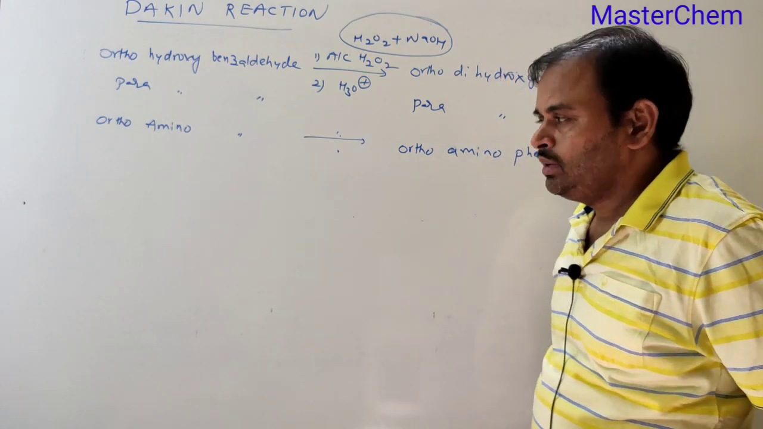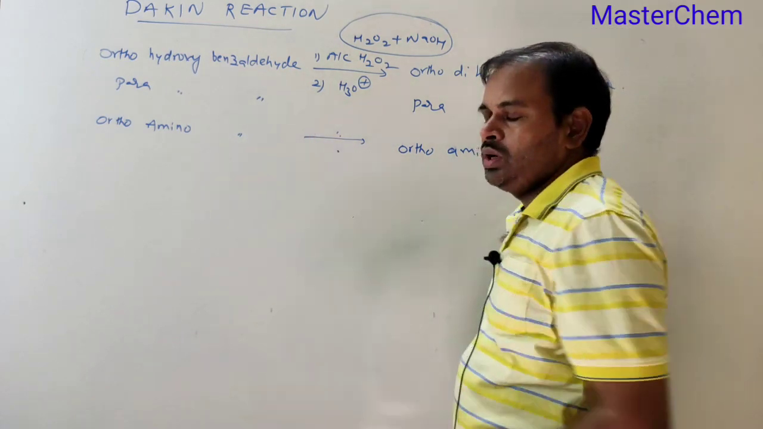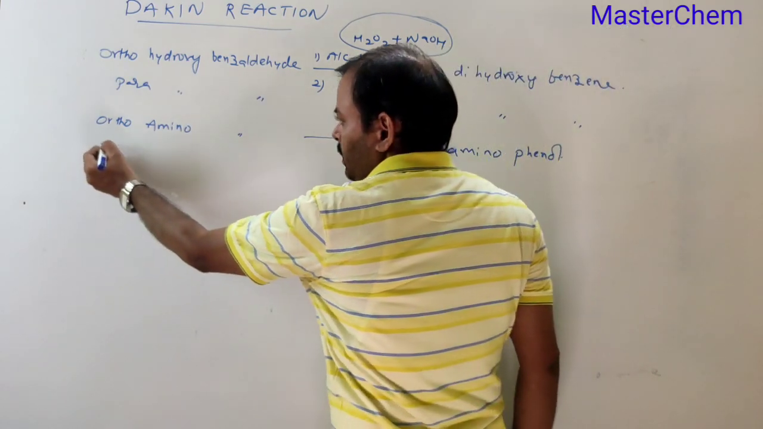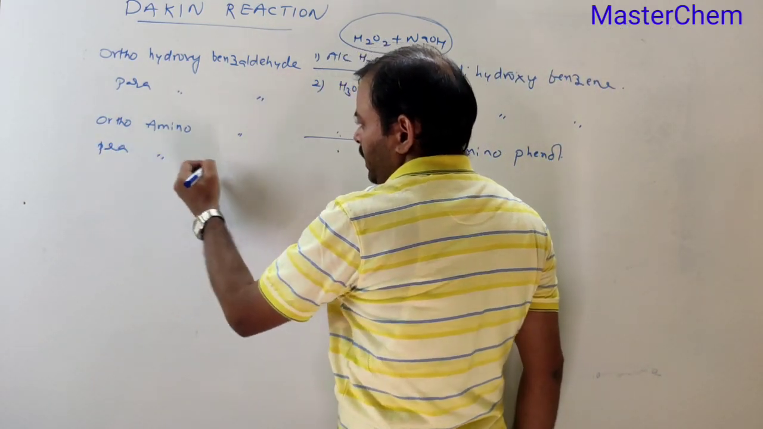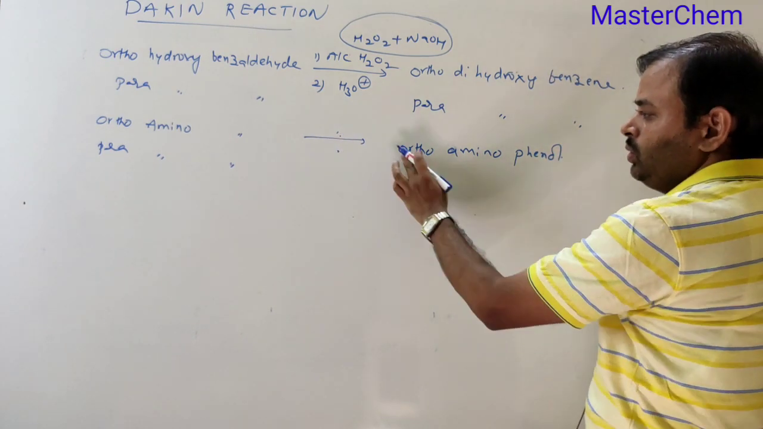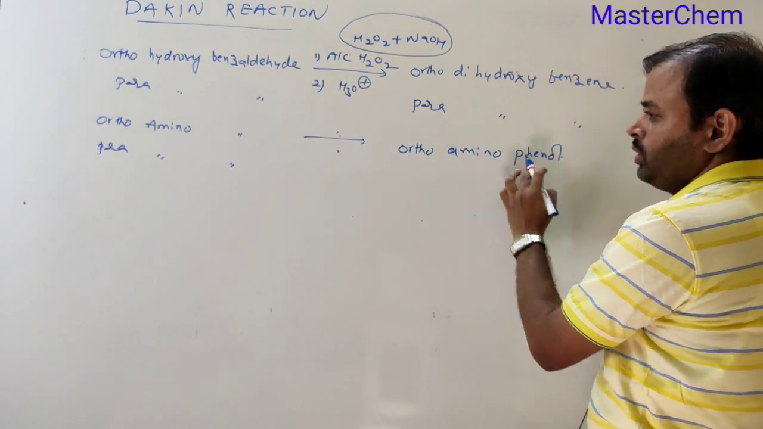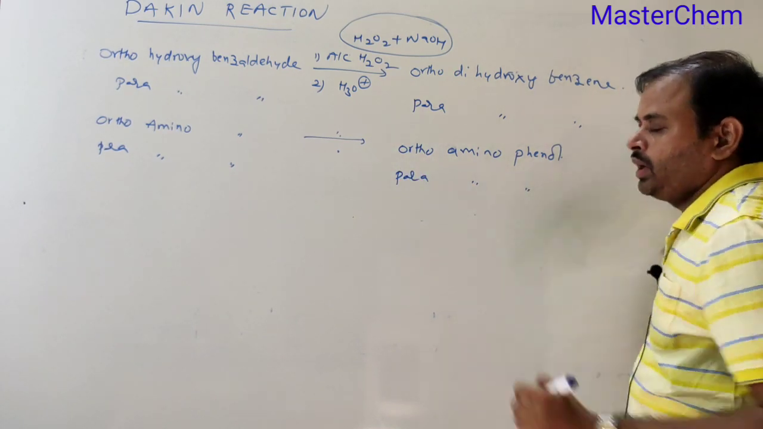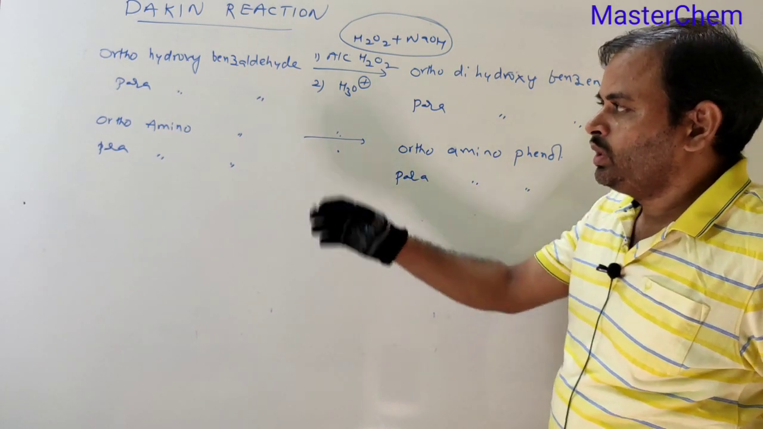In a similar way, ortho-aminobenzaldehyde or para-aminobenzaldehyde under similar conditions give ortho-aminophenol for the ortho compound, and para-aminophenol for the para compound.